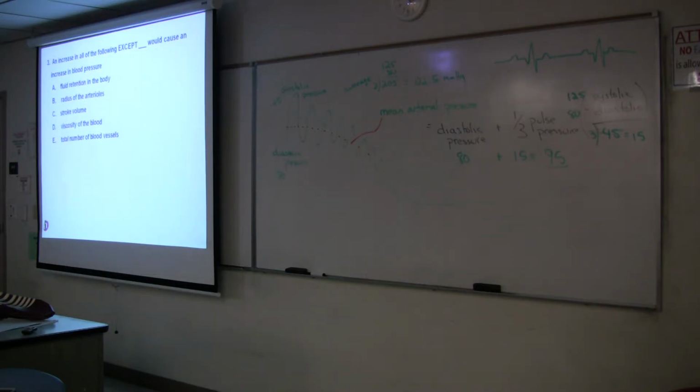So if we increase fluid retention in the body, that's going to increase venous return. If we increase stroke volume, that's going to increase cardiac output. Viscosity of blood vessels and total number of blood vessels increase peripheral resistance, and we're going to talk about that in just a moment. So increasing the radius of the arterioles decreases peripheral resistance and lowers blood pressure, okay?